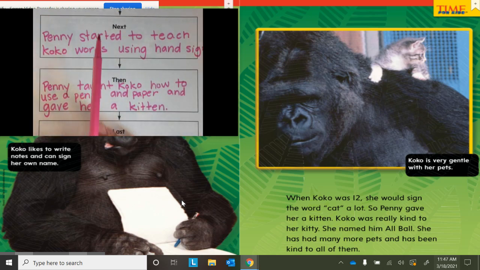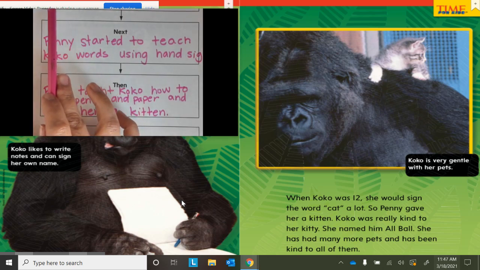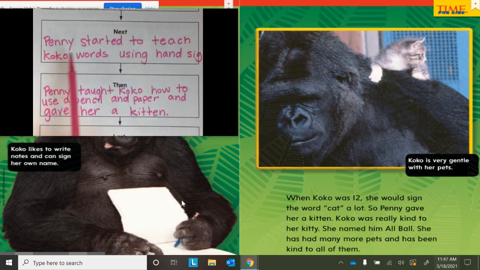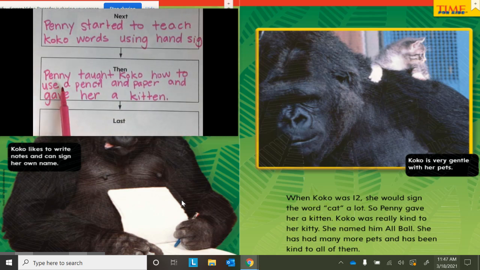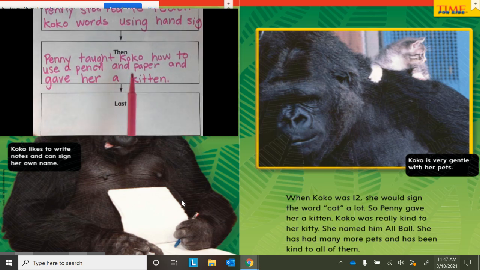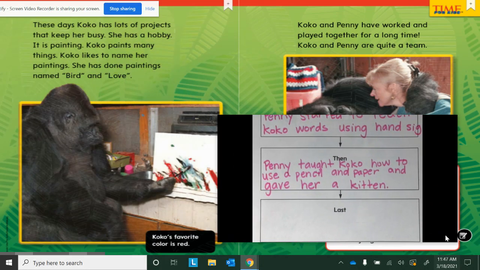So in the beginning, I won't lower it down because I know some of you are still copying. In the first part of this article, they met at a zoo and Koko was 1 year old. Next, Penny started to teach Koko words using hand signs. And then Penny taught Koko how to use a pencil and paper and gave her a kitten. So now let's see what happened last.